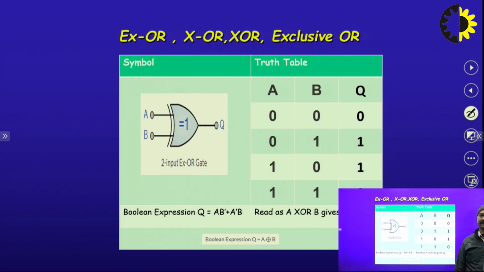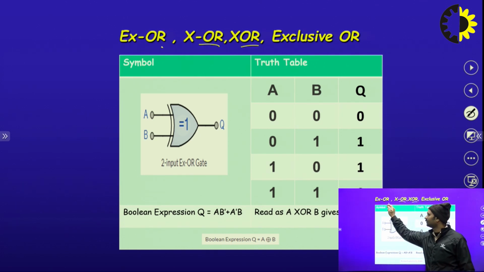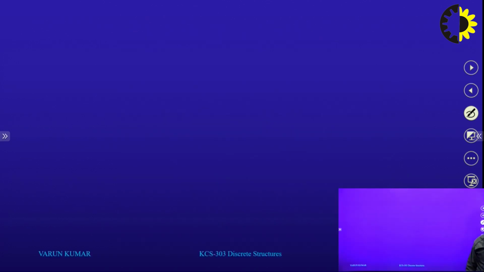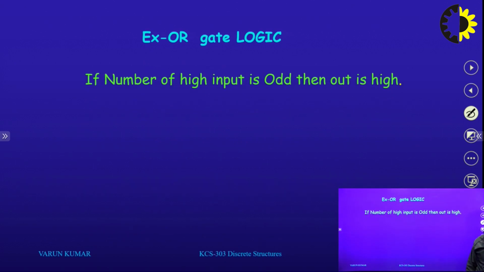This is the XOR gate, which stands for exclusive OR gate. This type of representation we use for the XOR gate, and the logic is that we count the number of ones. If the number of ones is odd, then the output is high, otherwise low. If the number of high inputs is odd, then the output is high, otherwise low.